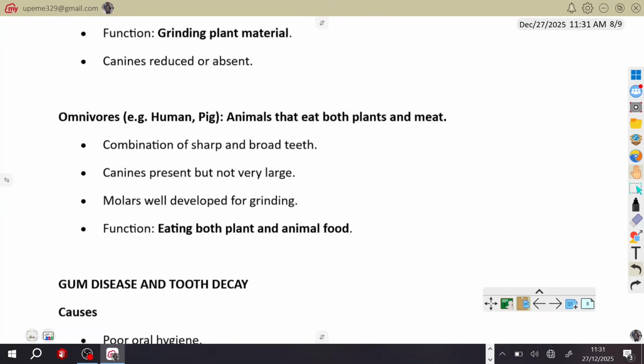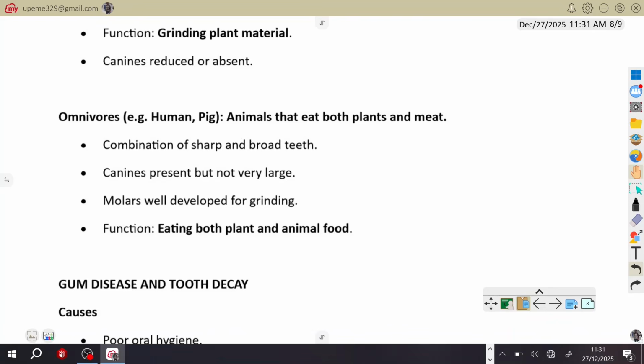Then we move on to omnivores. Examples of animals that are omnivores are human and also pig. What are omnivores? These are animals that eat both plants and meat. Very important that you understand this concept. In terms of their dentition, they have a combination of sharp and broad teeth. Those sharp teeth are there, and the broad teeth are also there. Like the sharp teeth are the canines and the incisors. Why?